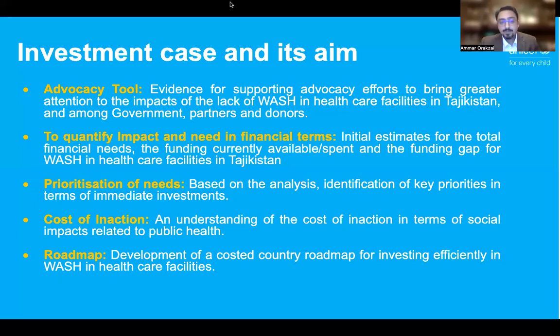This also helped us in terms of prioritization of needs. What is the most important, the most immediate investment? I just mentioned that primary healthcare was highlighted as the most important at that point. And we were able to highlight the cost of inaction in social terms related to public health: if this sort of investment doesn't come in, what sort of impact is it going to lead to? And then finally, it also helped us put together a costed roadmap, identifying some key priorities, some key steps, and what it would really cost to take that forward. Next, please.